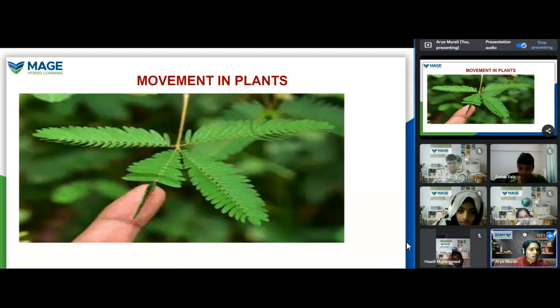Have you ever seen this touch-me-not plant? Yes, I've seen it. Do you ever touch that plant? Yes, a lot of times. Zaki, have you seen the touch-me-not plant? Yes, I've seen it. Mariam, have you ever seen that? When you touch it, the leaves fold inward. Hadi Muhammad, just a minute. Have you ever seen the touch-me-not plant?